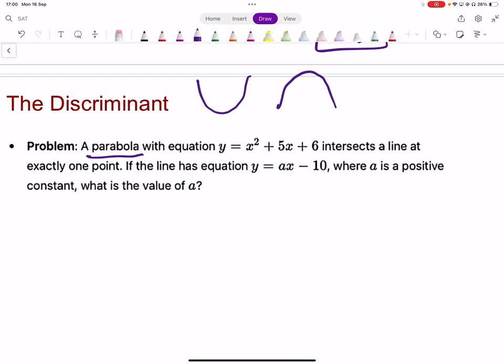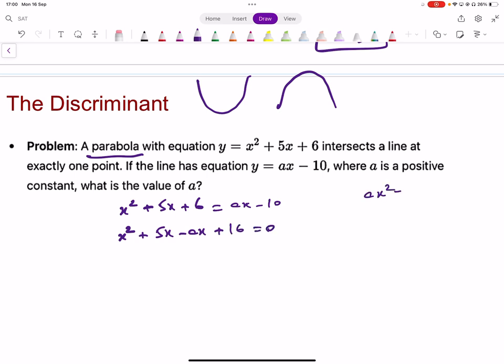A parabola with this equation intersects a line at exactly one point. If the line has this equation, where a is a positive constant, what's the value of a? How do you approach this? Again, equate them first of all. x squared plus 5x plus 6 equals ax minus 10. Now convert it to standard form, take all terms to one side, so it becomes x squared plus 5x minus ax plus 16 equal to 0.